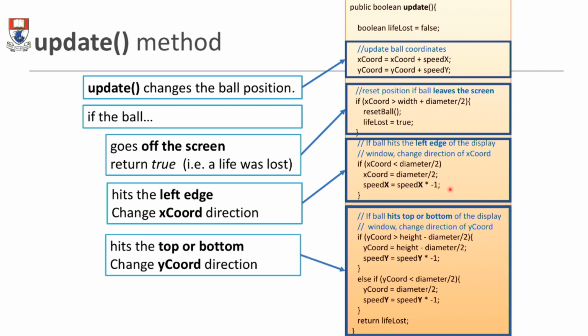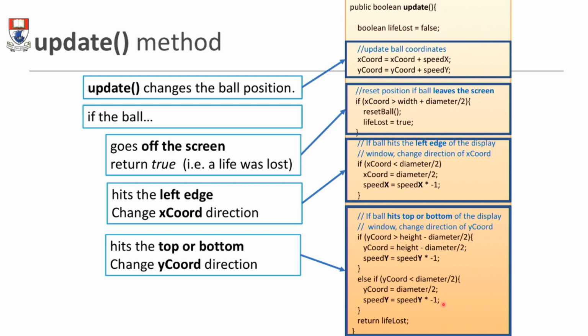Finally, hit the top or bottom, we change the y-coordinate direction. Yeah, so this is how we implement our bounce. So we can see here, if the y-coordinate is greater than the height minus the diameter divided by 2, we set the y-coordinate to be the height minus the diameter divided by 2. And this is the important bit, speed y equals speed y times minus 1. So whatever direction you were going with speed, by multiplying it by minus 1, you're changing the direction. Likewise, when you get to the bottom, if the y-coordinate is less than diameter divided by 2, you're changing the direction again.